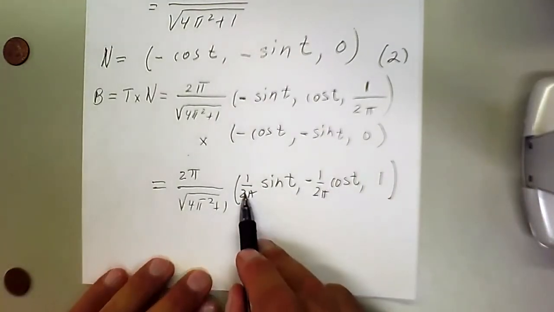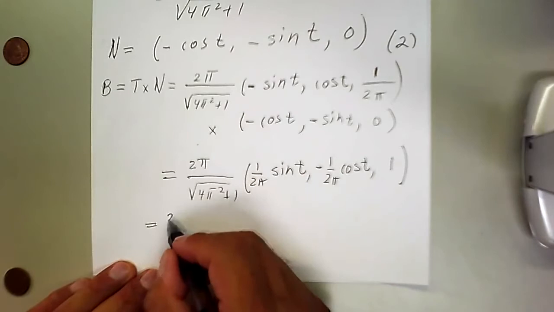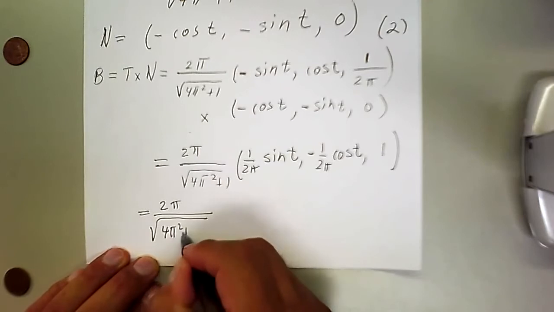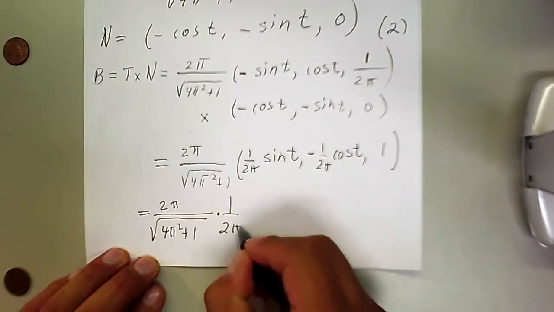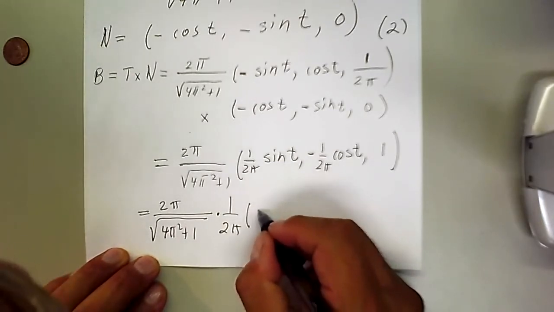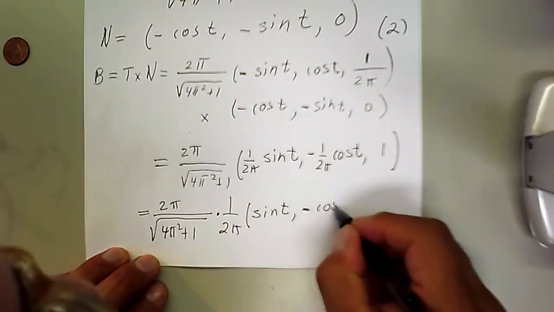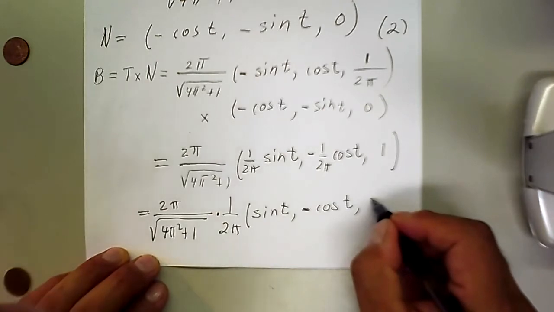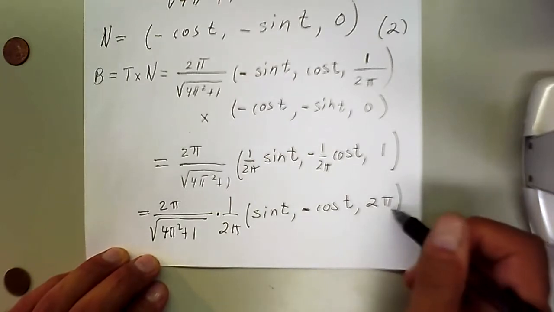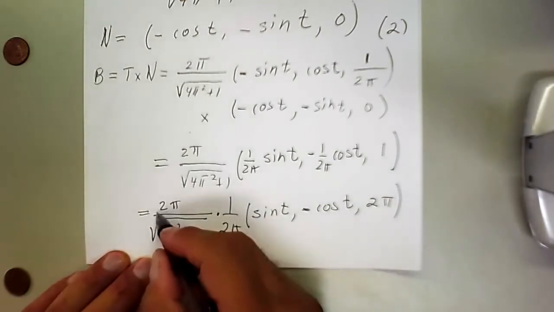We can factor out 1 over 2 pi out of the vector. And the reason for doing that is because we have a 2 pi here, over the square root of 4 pi squared plus 1. So we factor out 1 over 2 pi. That way those two will simplify. We end up with sine of t, negative cosine t, and of course 2 pi. Because when we factor 2 pi out of 1, we have to come up with the 2 pi so that when we multiply back with what we factor out, we end up with a 1. And then those two simplify.